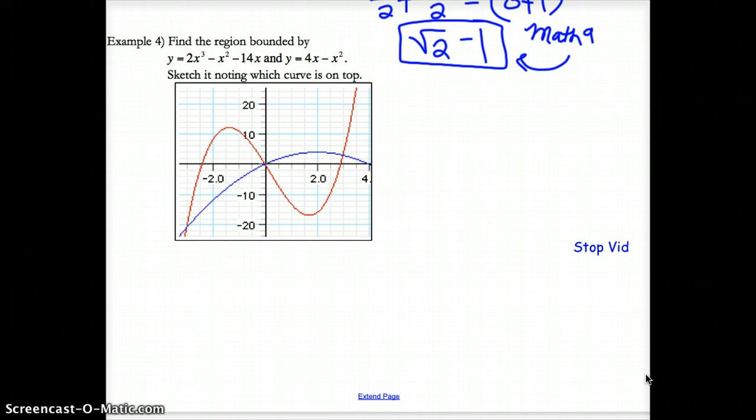I think I'll color code them here for you. I've got the red one, and I've got the blue one. And keep in mind, if at any point they switch from red on top to blue on top, you're going to have to split this up.